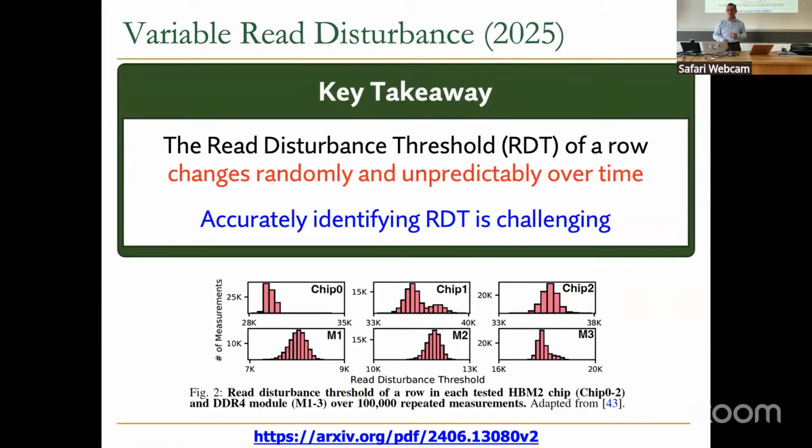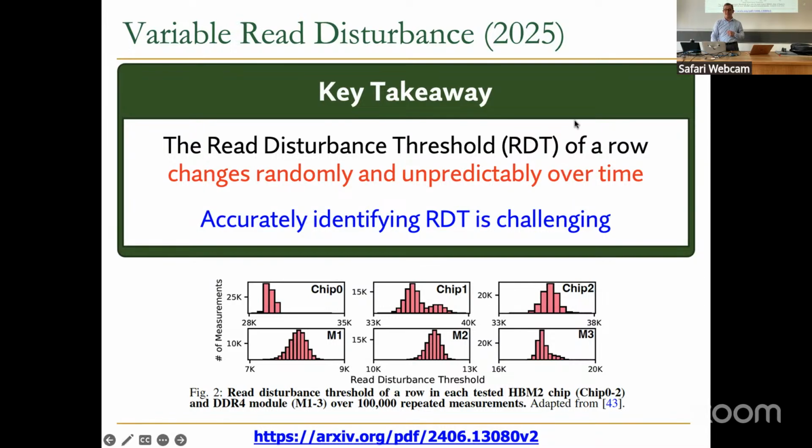More recently, we also discovered something, again, that was not documented by anyone so far. It's called variable read disturbance. The idea is, again, this is more like a quantum-like effect. The read disturbance threshold, the number of activations to induce a bit flip in a row, it turns out changes randomly, unpredictably over time. There's no way we can model it using a predictable model. It's random. And that's why I call it a quantum-like effect. We don't know the exact reasons for it. We have some hypotheses.